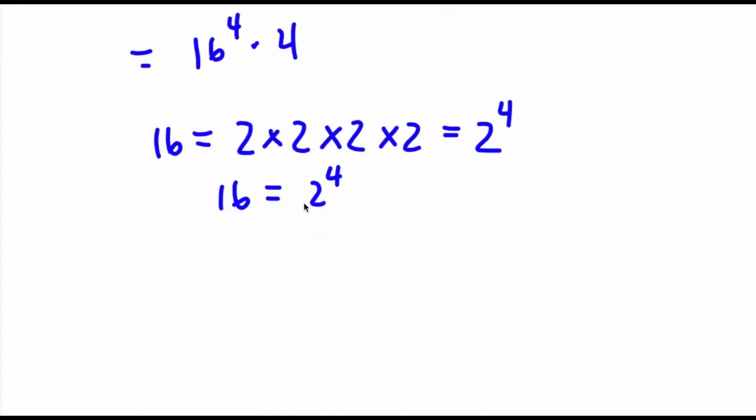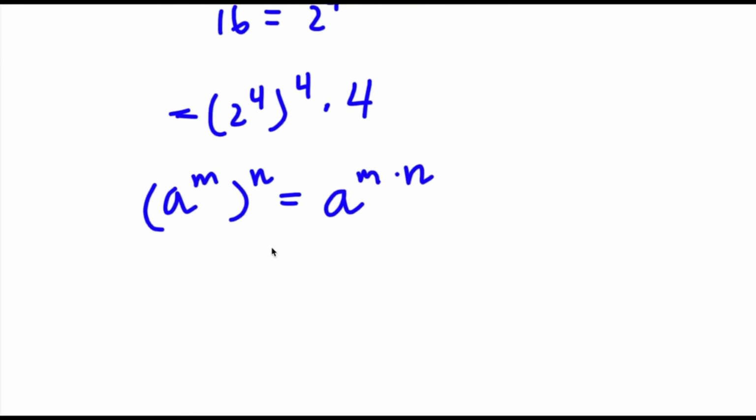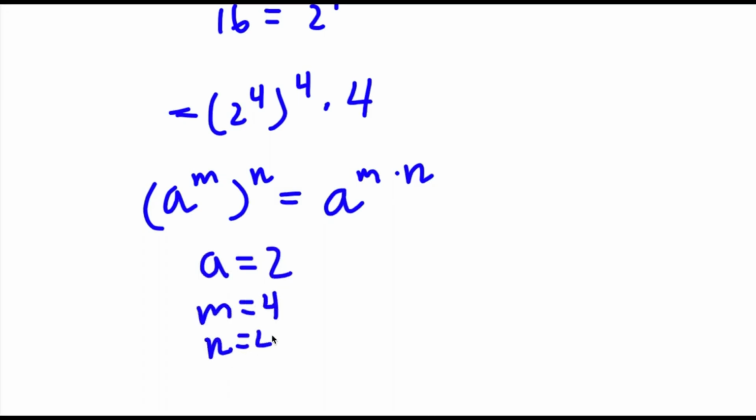So now, if I substitute in 2 to the power of 4 for 16 in this problem, I get 2 to the power of 4, to the power of 4, times 4. Now, if I have something in the form a to the power of m to the power of n, this is equal to a to the power of m times n. So 2 to the power of 4 to the power of 4 here, we can think of a as 2, m as 4, and n as 4 as well.